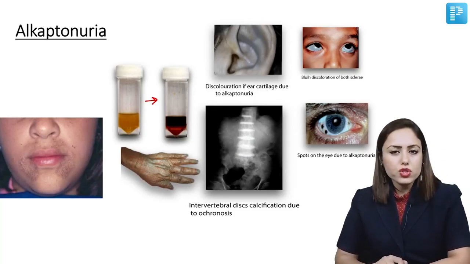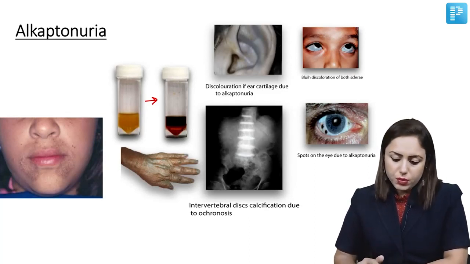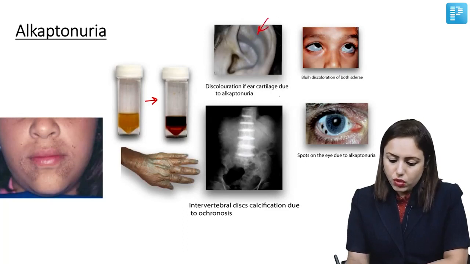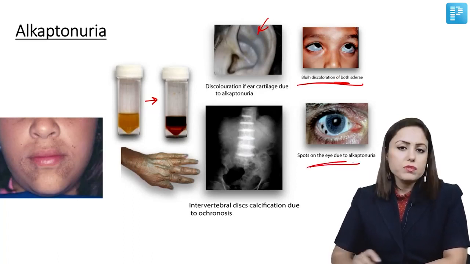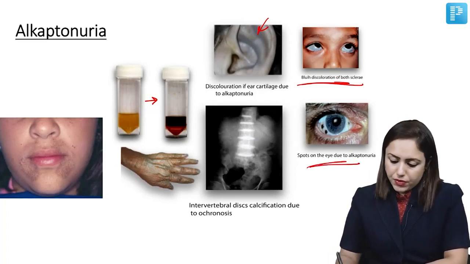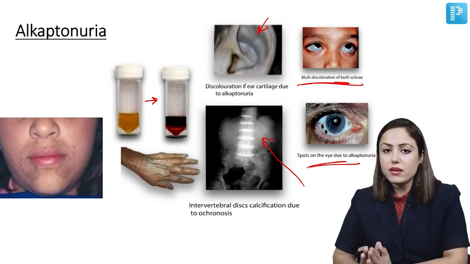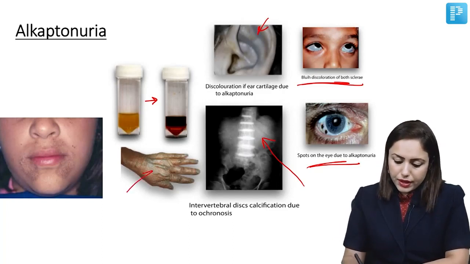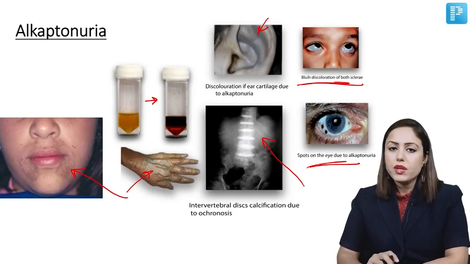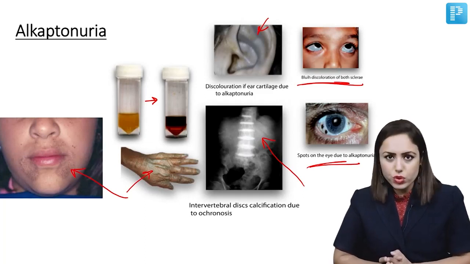It is due to oxidation of homogentisic acid. The theory details we have already covered. You can just see the pictures. Here there is discoloration of ear cartilage, bluish discoloration of sclera, blackish spots on the eyes. Then there is damage to the calcification of the intervertebral disc, and because of this, patients have chronic back pain. Then there is bluish black discoloration of skin, right? So all these pictures can be used for giving you a clinical question on alkaptonuria.